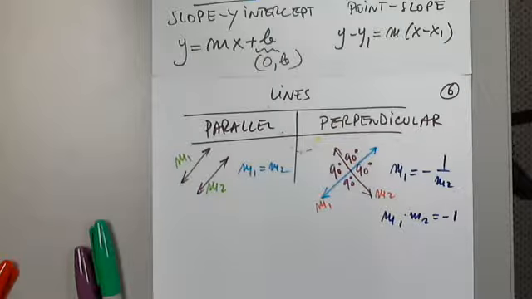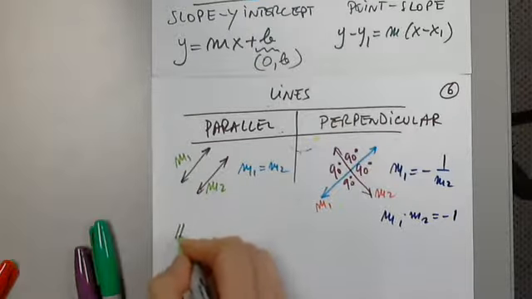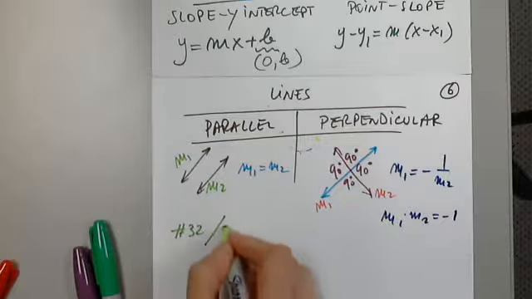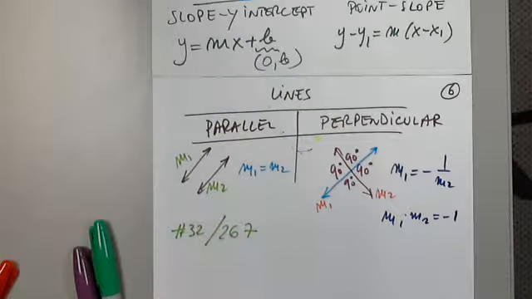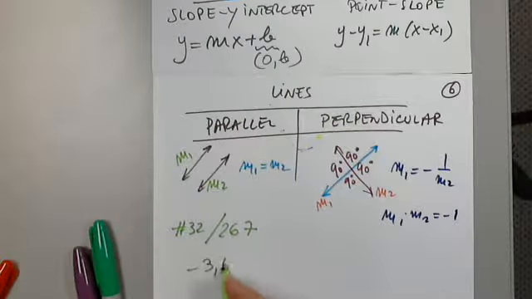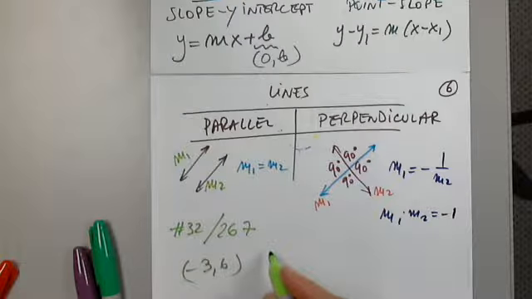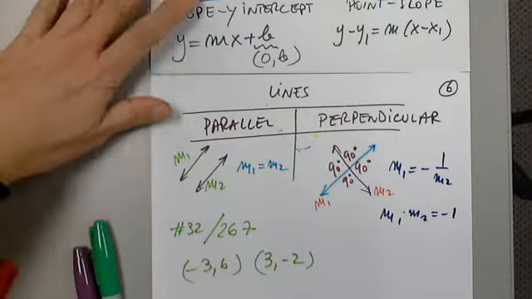Let's refresh our memory on how to graph a line using x and y intercepts and how to use all this information in different problems. So let's start with problem 32, on page 267. We have negative 3 comma 6 and 3 comma negative 2. We are asked to find the equation of the line passing through these points.